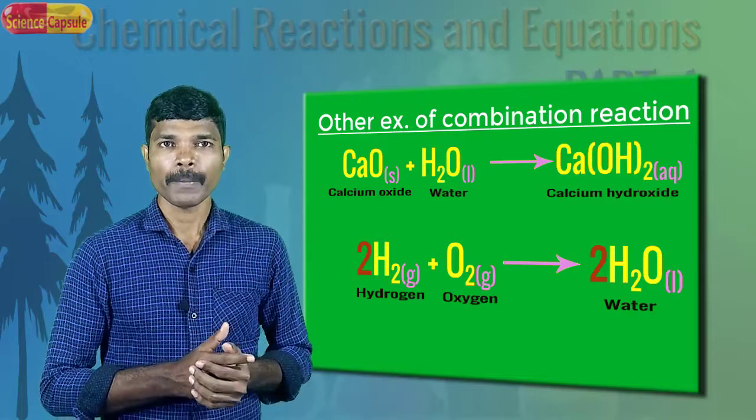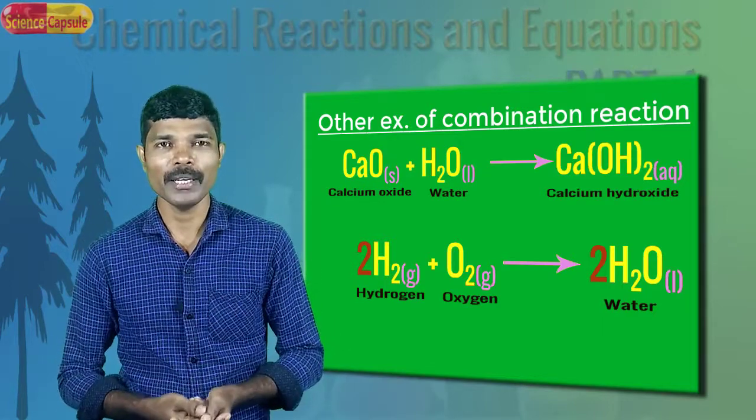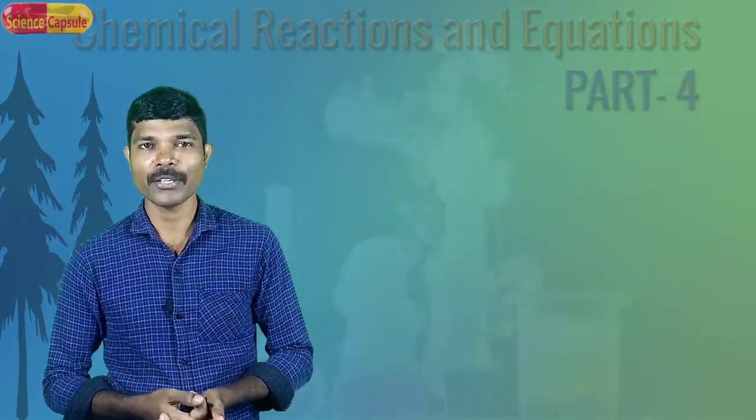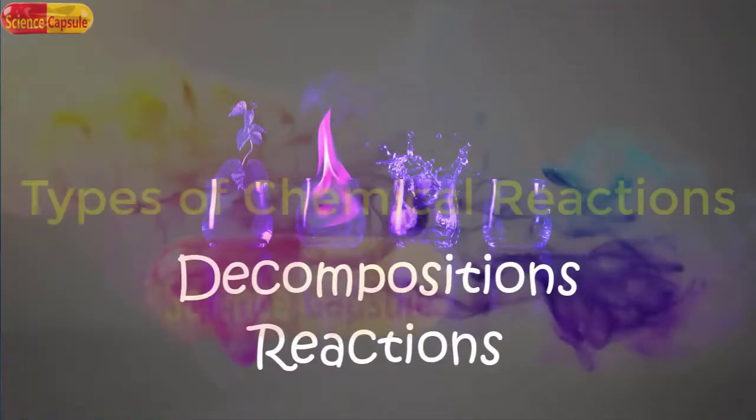Now we will see the next type of chemical reaction, that is the decomposition reaction. Dear students, in a combination reaction, we have seen that two or more reactants combined and a single product was formed. Whereas in the case of a decomposition reaction, what happens? A single reactant gives out two or more products. In other words, a complex substance gives rise to two or more simple substances. So this is what a decomposition reaction is.